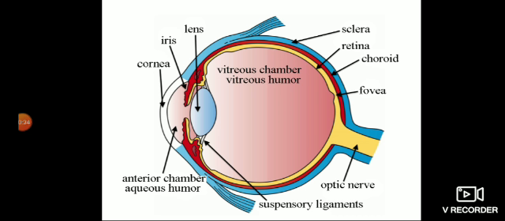What is the role of these fluids? They keep the eye moist and maintain the shape of the eye. You can see here the suspensory ligaments, everything. But optic nerve, you can see the optic nerve. These optic nerves send signals to the cerebrum. Cerebrum has the visual area, and visual area actually gets the knowledge of what object you have seen.